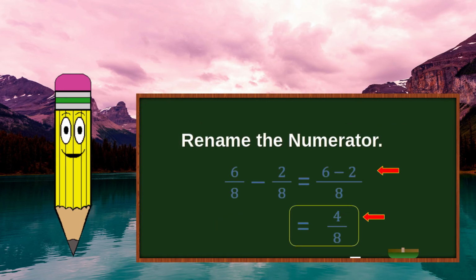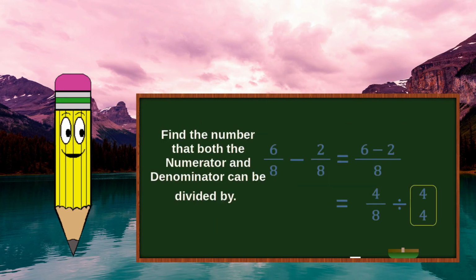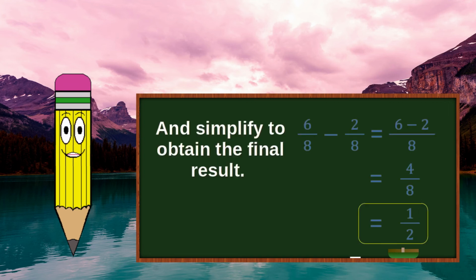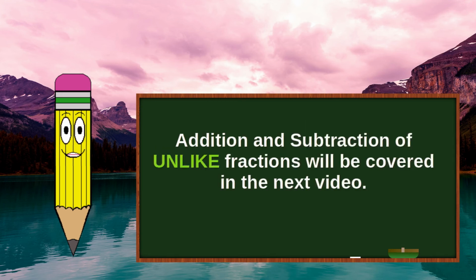Rename the numerator. Find the number that both the numerator and the denominator can be divided by, and simplify to obtain the final result. Addition and subtraction of unlike fractions will be covered in the next video.